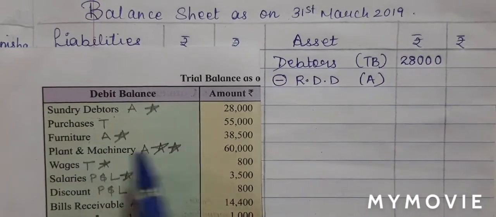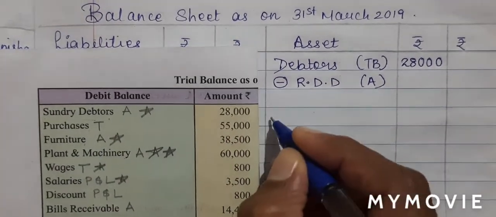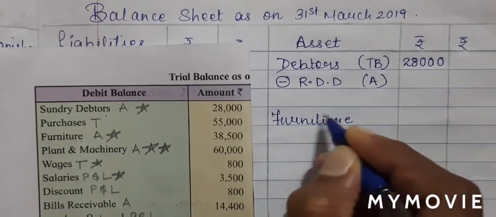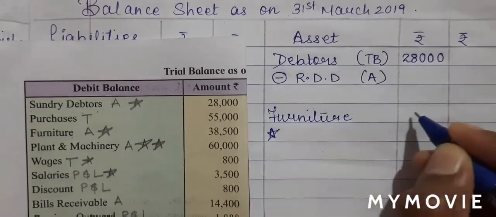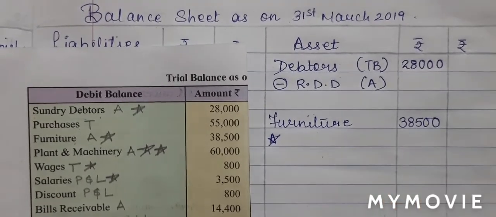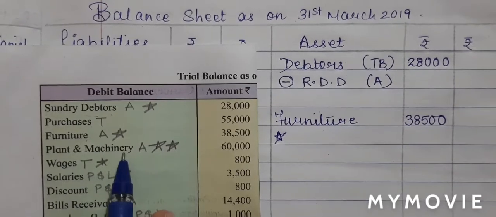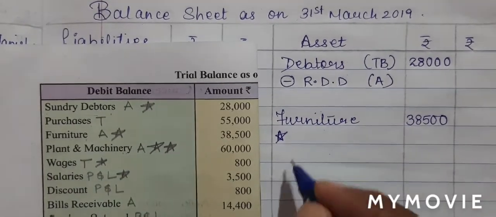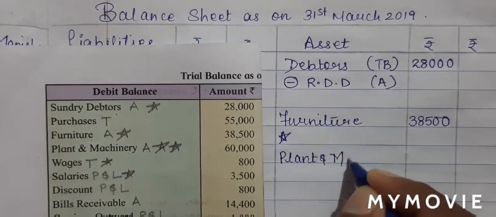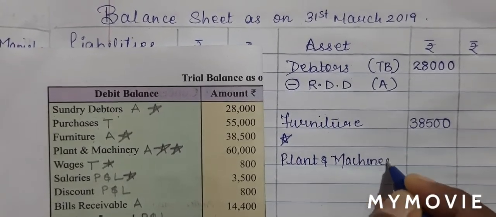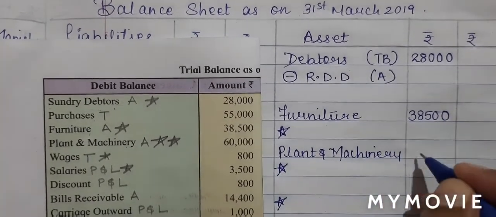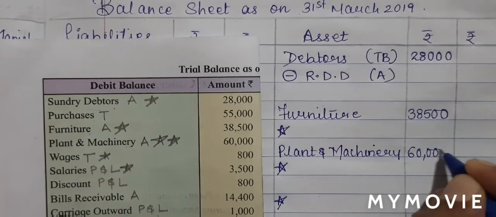Next is furniture, which will be written on my asset side. I will write furniture. There is a star mark, so I'll mark a star, write it in the inner column, 38,500. Next is plant and machinery. Again on my asset side, I'll write plant and machinery. There are 2 stars, so I'll mark 2 stars and write it in the inner column, 60,000.